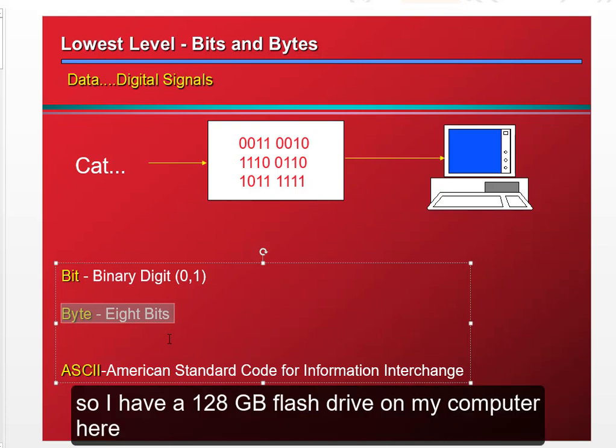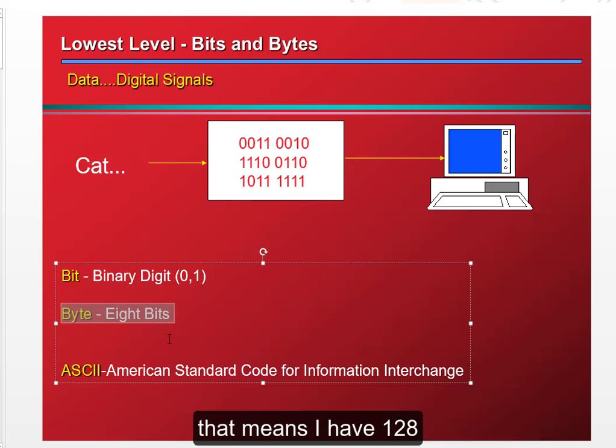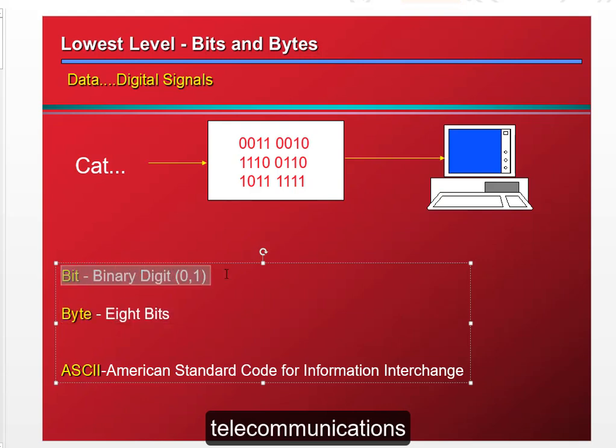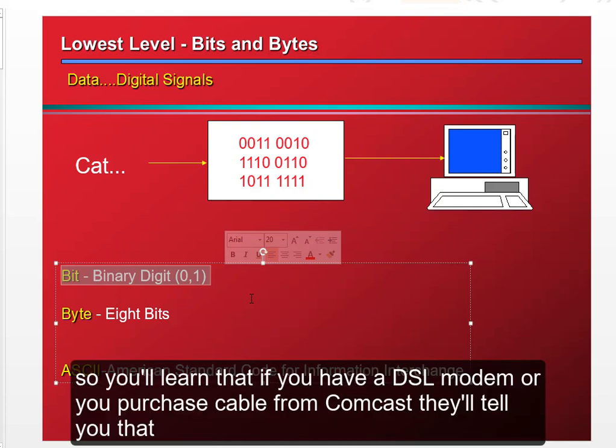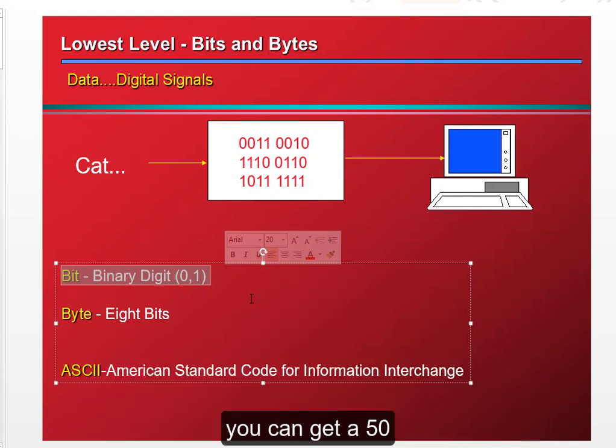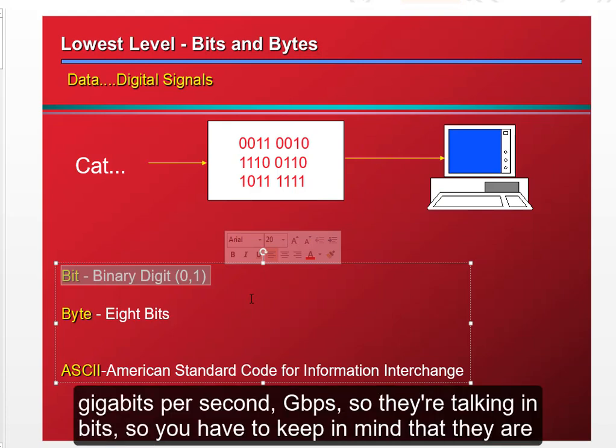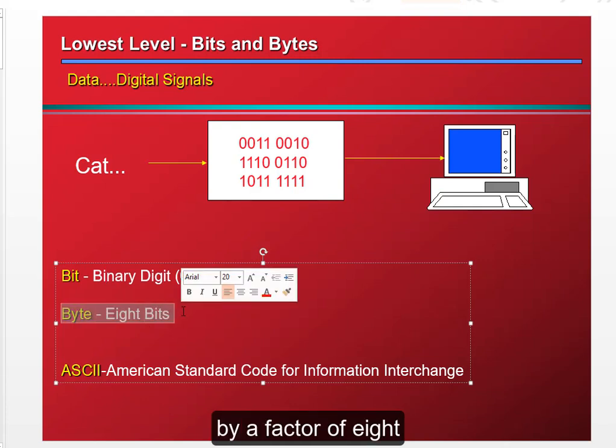So I have a 128 gigabyte flash drive on my computer here. That means I have 128 billion bytes of storage capacity. Telecommunications, if you're talking about your internet connection or your modem, they almost always give you those capacities in bits. So you'll learn that if you have a DSL modem or you purchase cable from Comcast, they'll tell you that you can get a 50 gigabits per second, Gbps. So they're talking in bits, so you have to keep in mind that they are different by a factor of 8.